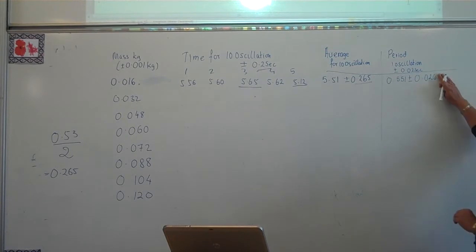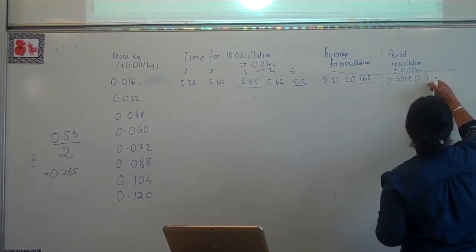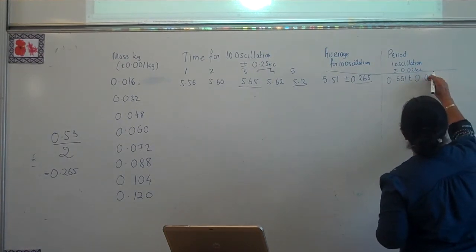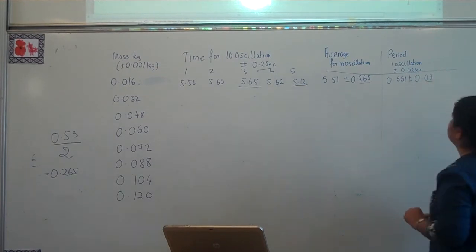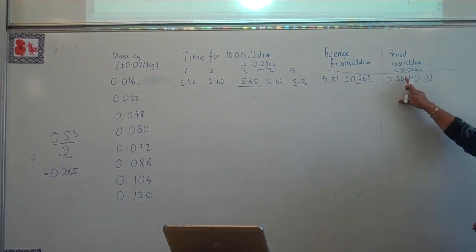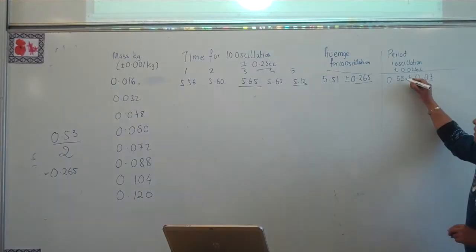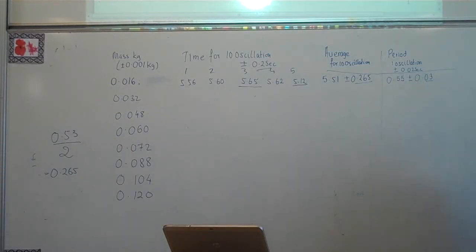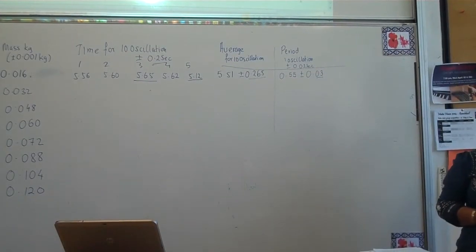0.03. So this one will become 0.03. How many places are there after the decimal? 2. So that many decimal places I'm going to keep on this side. Okay, that means I need to get rid of that one, because that one is not going to make any difference. So that's my final answer for period 1 oscillation. Do you get this? Yeah.